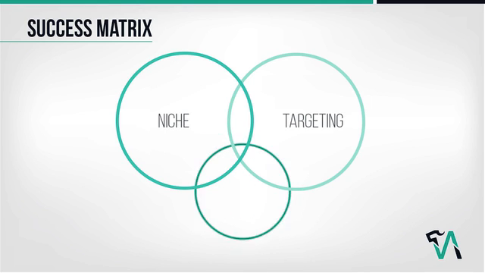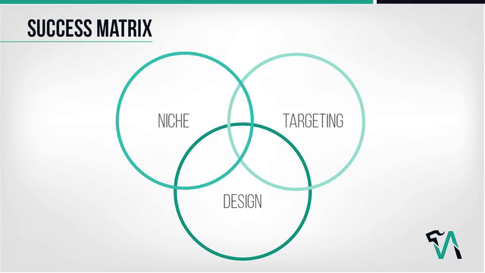And then the third circle that is part of the t-shirt success matrix is the design itself. And again, we'll go into much more detail later, but your design has to be a design that people actually like, that they would actually want to buy. And we're going to go through how to determine if your idea is a good idea or not, and also where to find good ideas, where to find inspiration.